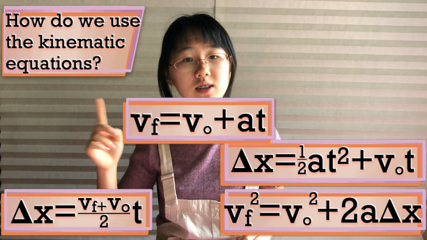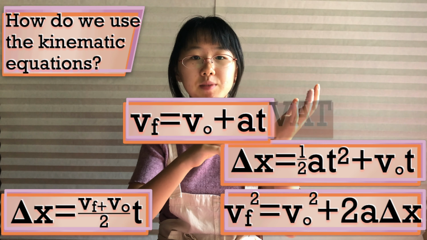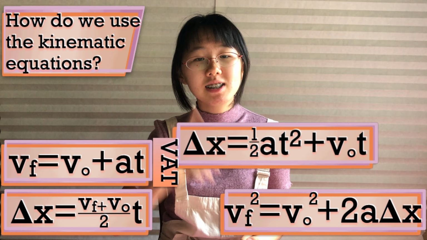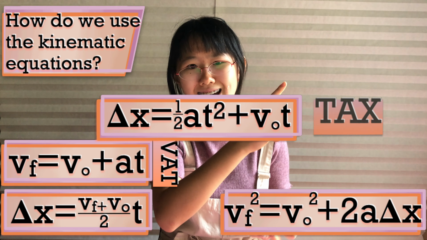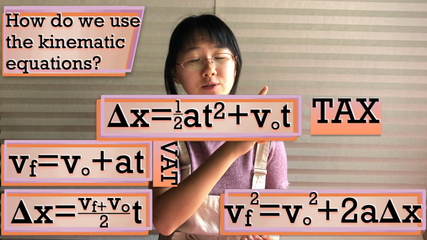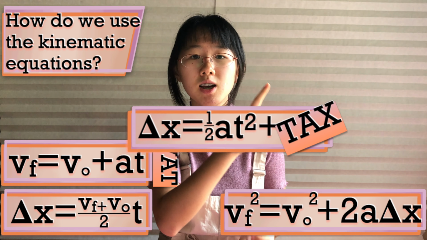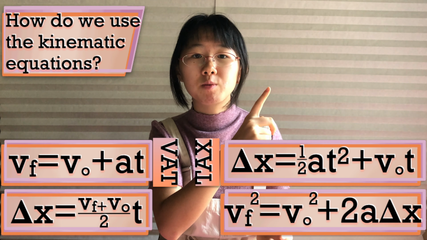This first one has velocity, acceleration, and time, but not displacement, so it's the VAT equation. This one has acceleration, time, and displacement, so it's the tax equation. It also does have initial velocity, but it's missing final velocity. So the V isn't in the acronym to remind you of what's missing.